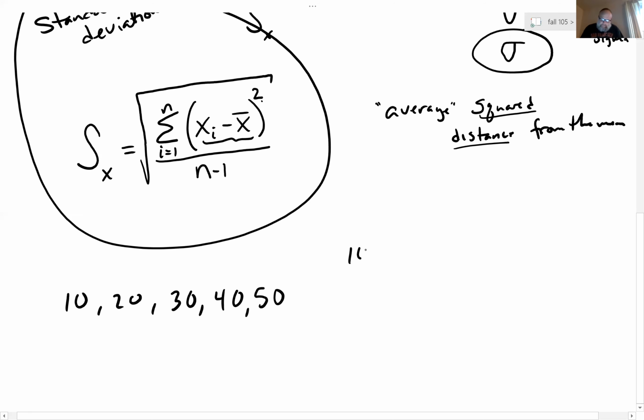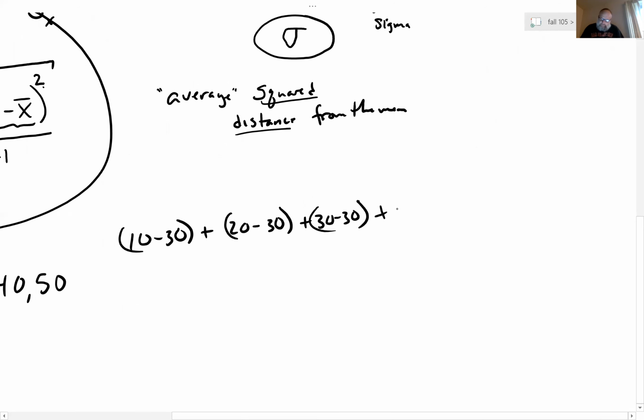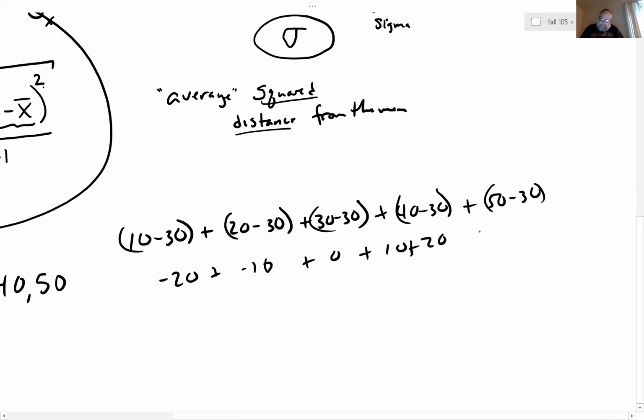So I'm going to take 10 minus 30 plus 20 minus 30 plus 30 minus 30 plus 40 minus 30, plus 50 minus 30. Negative 20, negative 10, 0, 10, 20, oops, it's a plus. When you add those up, you will always get 0, always. Because when you subtract the average, it's like that teeter-totter picture I drew earlier. It's where the thing balances. So there'll be equal amounts on both sides. It will always add to 0.